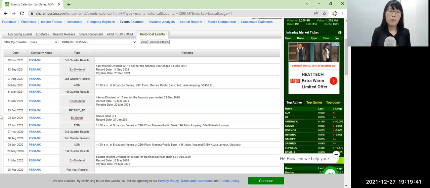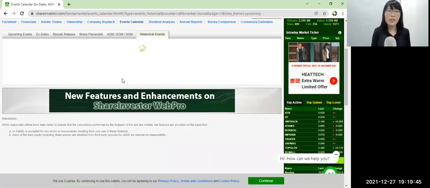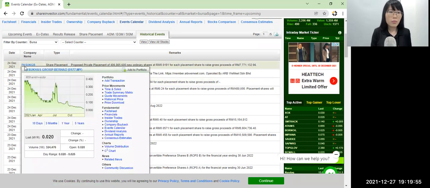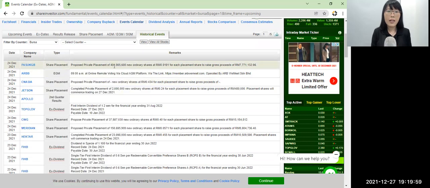If you click on view all the stock, you can know that on 24th of December 2021, Pasukas Group Berhad proposed a private placement. On 24th of December, ARBB is having an AGM with online remote voting via the Crowd AGM platform.